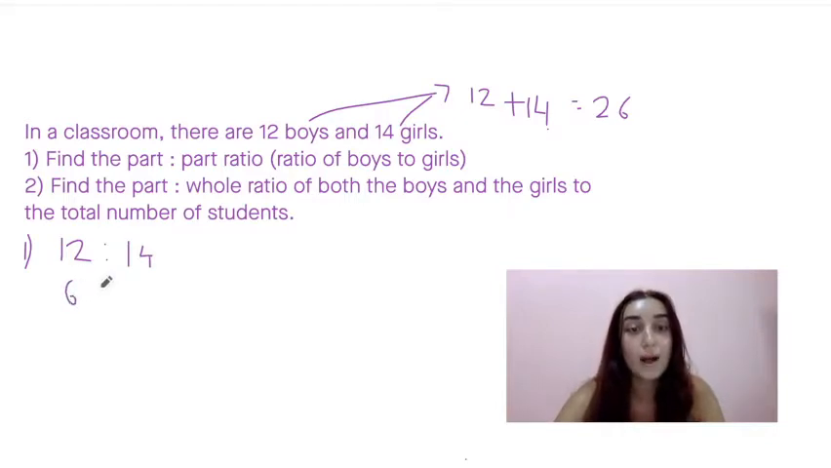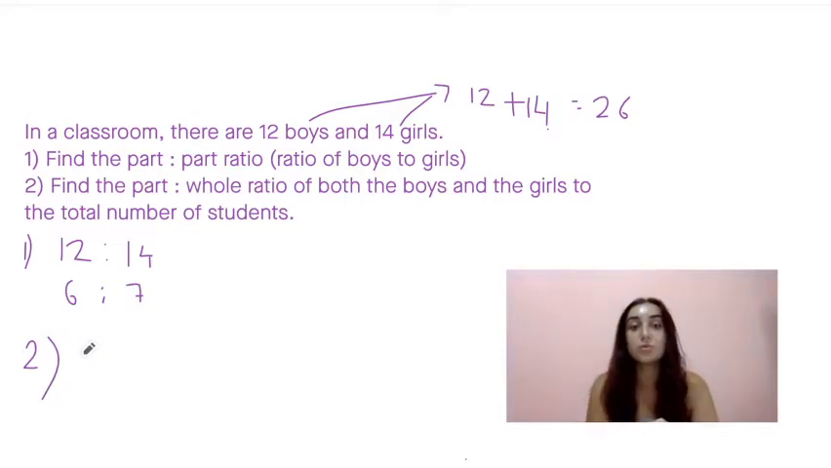If you can't remember how to simplify ratios, then have a look at our previous video which explains exactly how to simplify those. Cool. The next part of the question says to us that we need to find the part-to-whole ratio for both the boys and the girls to the total number of students. So let's first find out the part-to-whole ratio of the boys to the whole number, and then we'll do the girls to the total number of students.